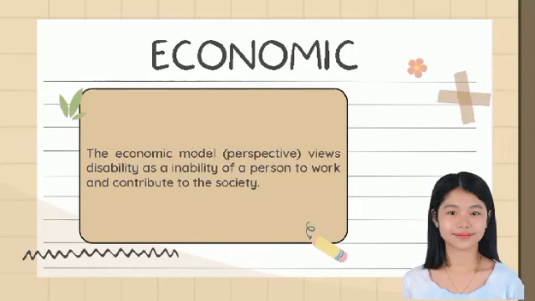The third model of disability is economic. The economic model perspective views disability as an inability of a person to work and contribute to society. Under this model, disability is defined by a person's inability to participate in work. It also assesses the degree to which impairment affects an individual's productivity and the economic consequences for the individual.